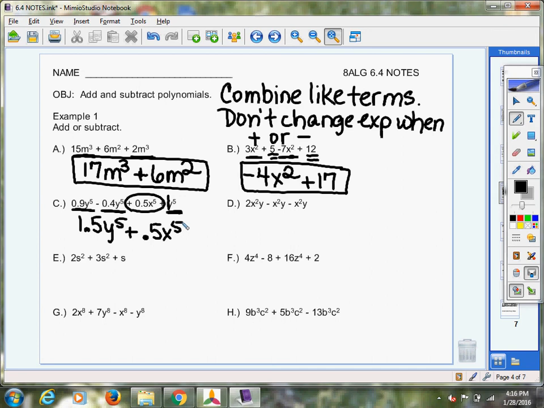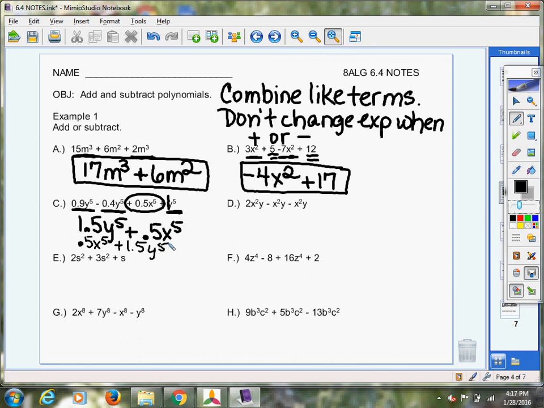Now, if you wanted to go a little bit more alphabetically, you could do that. You could say 0.5 x to the 5th plus 1.5 y to the 5th. Because they're different variables, you can't combine them, and that has to stay your answer. This quintic binomial has to stay just like this.